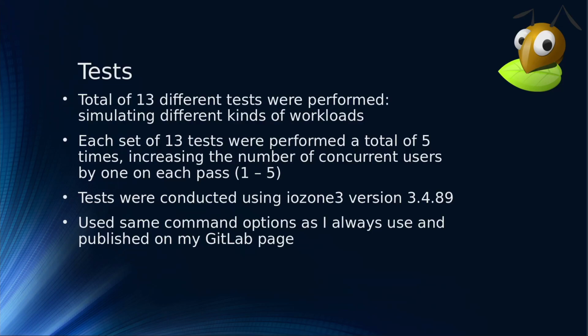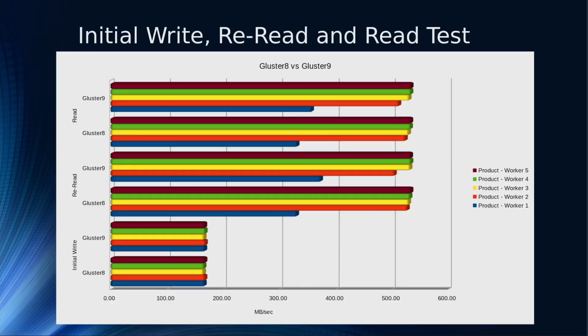And I took that set of tests and I ran them again 3 times. I aggregated the results together, averaged them, and then published my results from that. I'm using IOZone version 3489, and I use the same command line options for IOZone that I always have used. I did not change anything for this. This is what I got.